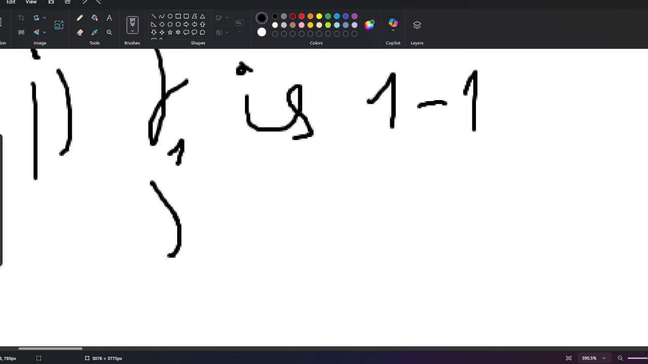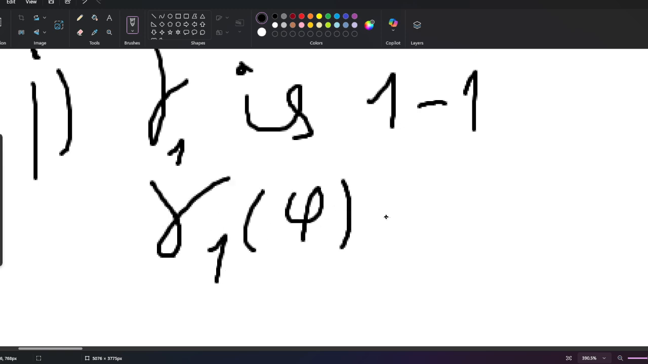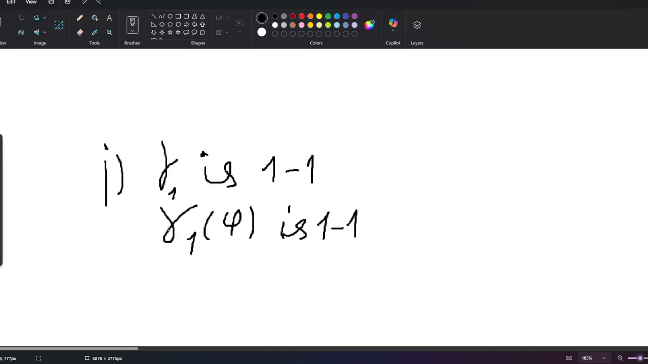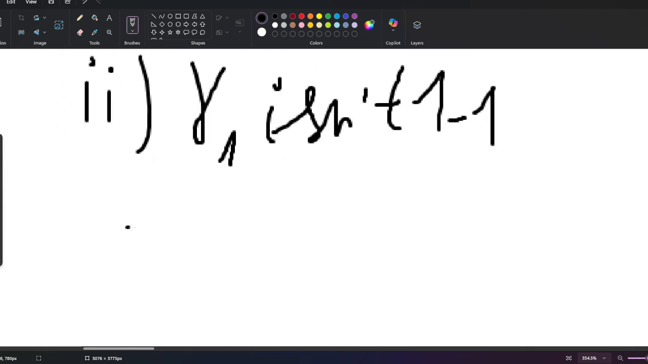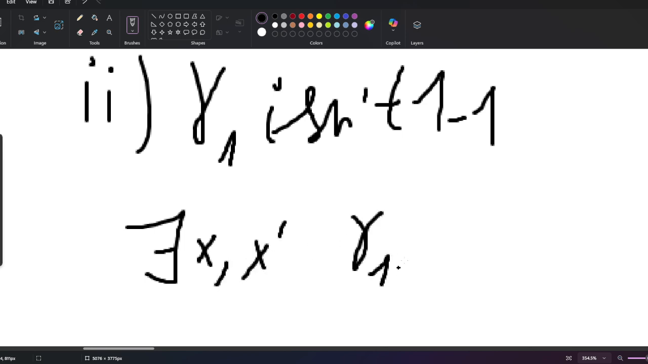Well, then the composition of a 1 to 1 function with another 1 to 1 function is also going to be 1 to 1, and this is literally just gamma 2. So now we have a second case. Gamma 1 isn't 1 to 1. That means that there exist x and x prime such that gamma 1 of x is equal to gamma 1 of x prime.